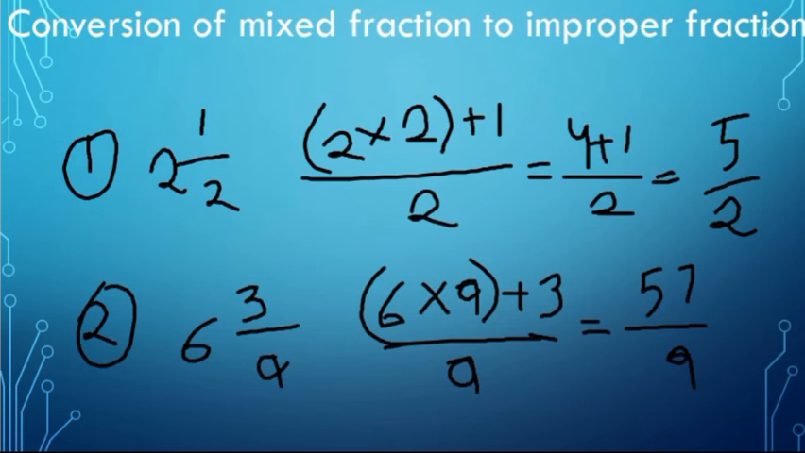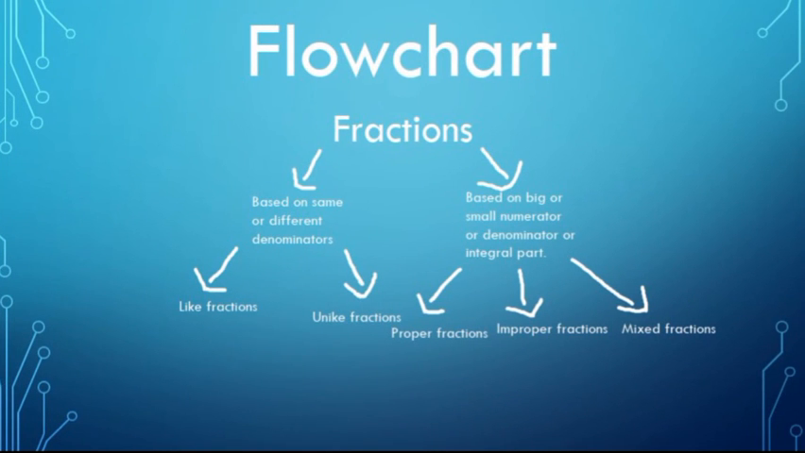So it is 57/9. And I have given here a flow chart for your better understanding. See, fractions can be classified based on same or different denominators and based on big or small numerator or denominator or integral part. So, based on same or different denominators, fractions can be classified as like fractions and unlike fractions, and based on big or small numerator or denominator or integral part, fractions can be classified as proper fractions, improper fractions, and mixed fractions.